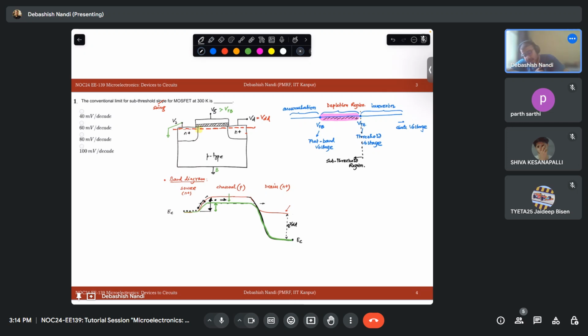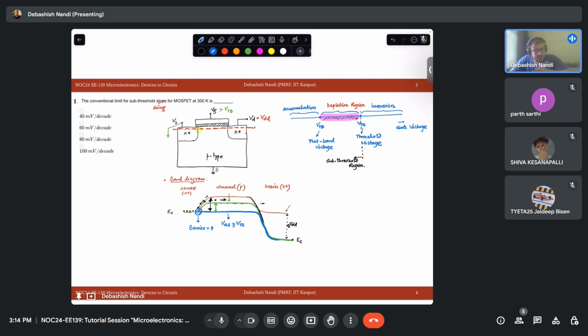Fine. And now let us take a case. This blue case is when your VGS is greater than or equal to your VTH. Then what do we see? The barrier at the source end is almost vanished. So the barrier is here 0. Fine. So that is why most of the electrons will start to conduct.